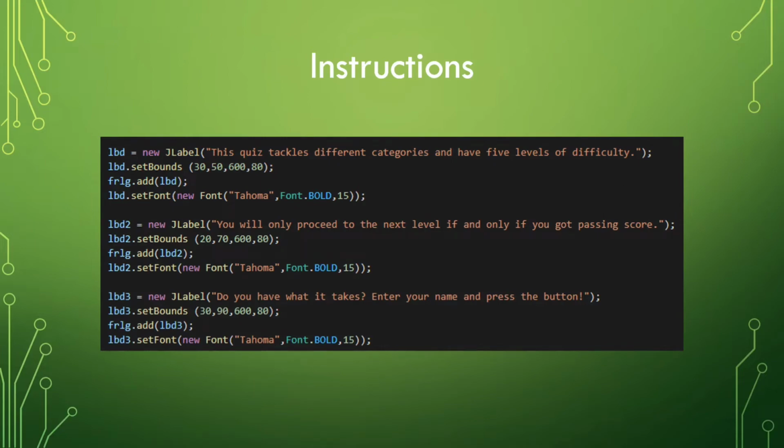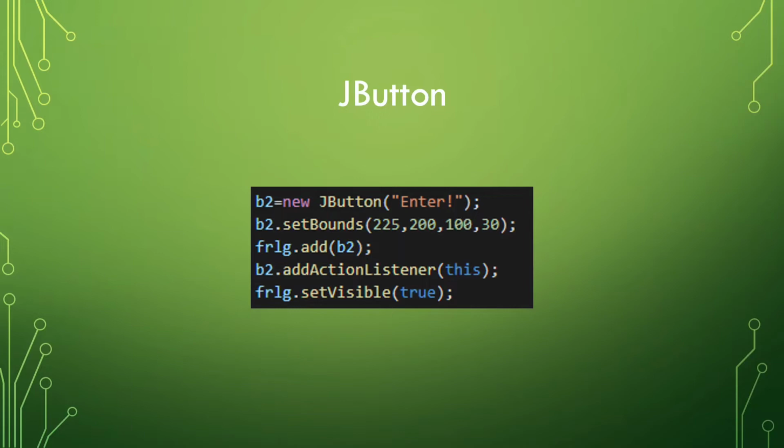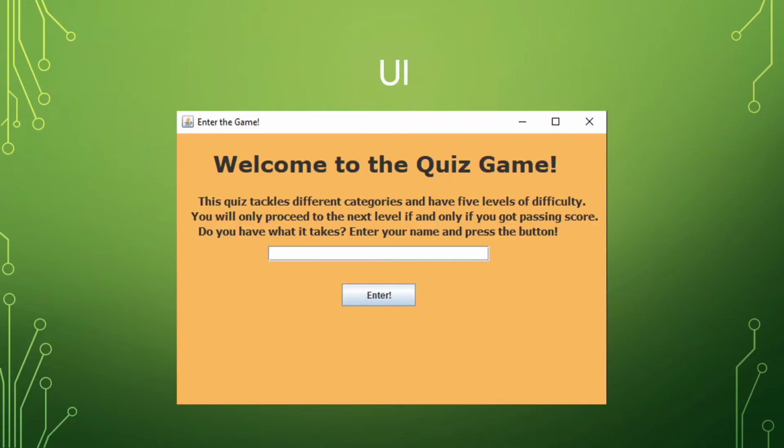For the instructions part, we divided it into 3 lines. This is to inform the users on how to play the quiz. We also added the JTextField where the users will input their names to start the game. And after they input their names, they will click the JButton named Enter to enter the game. And this is how our welcome page looks like.